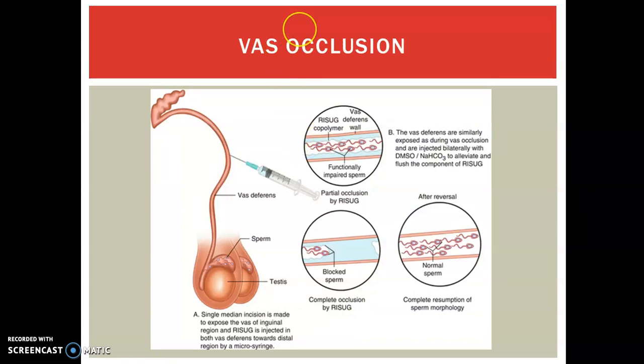Then vas occlusion. Here in this case, a silicone gel is inserted into the vas deferens. Here the vas deferens is not cut. Instead of that, a silicone gel is placed inside the vas deferens, and it is blocked. So the vas deferens is blocked, so the sperms will not come outside.